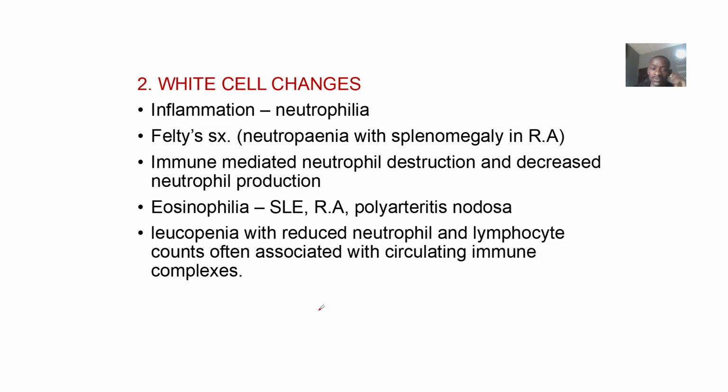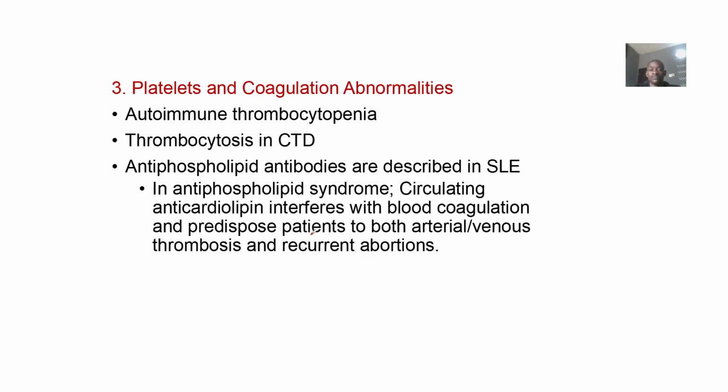All right. Then immune-mediated neutrophil destruction. Eosinophilia will be seen in systemic lupus erythematosus, rheumatoid arthritis, polyarthritis what? Polyarthritis nodosa. Then leukopenia with reduced neutrophil and lymphocyte counts, often associated with circulating immune complexes. You get. Therefore, platelets and coagulation abnormalities.